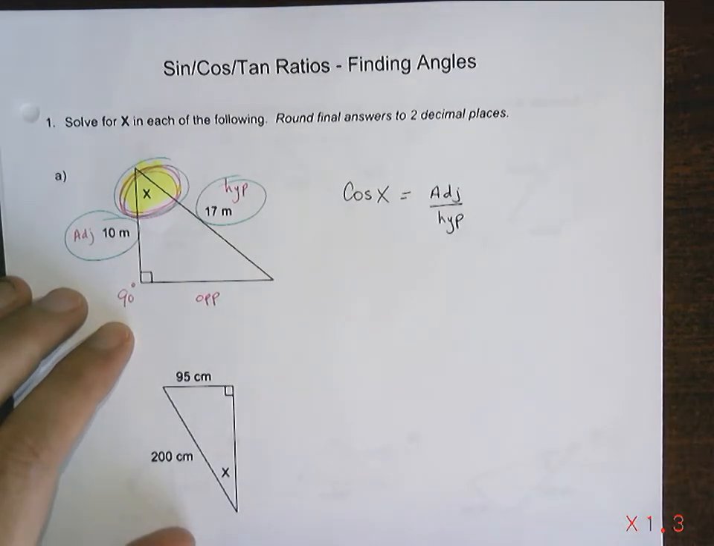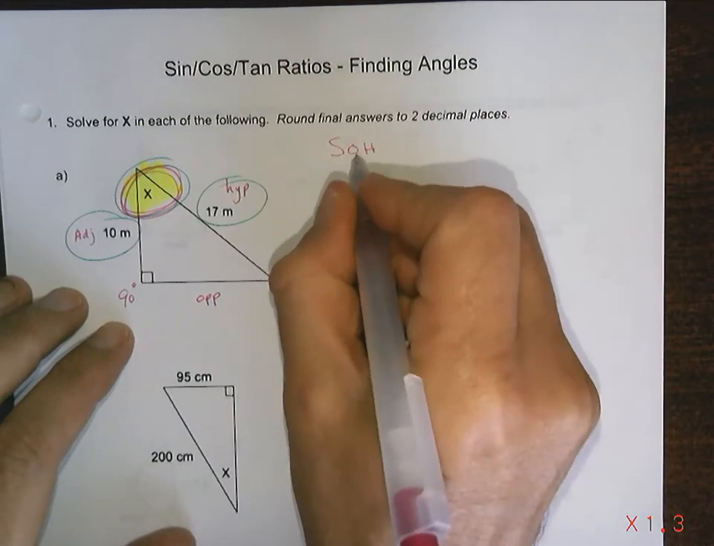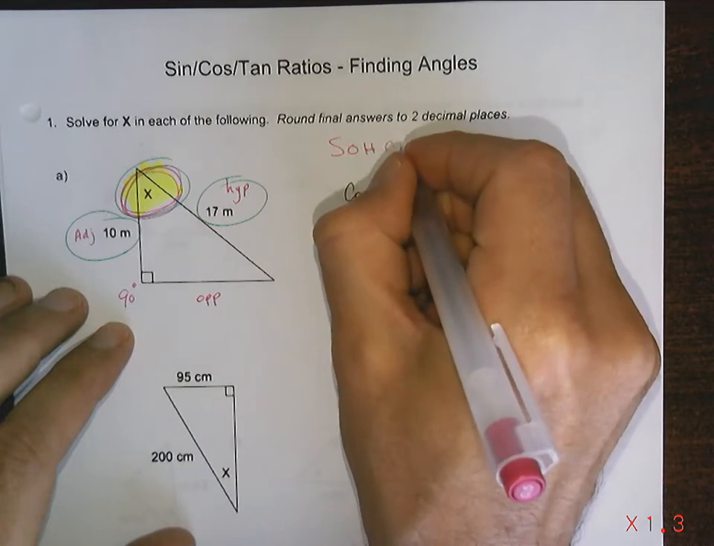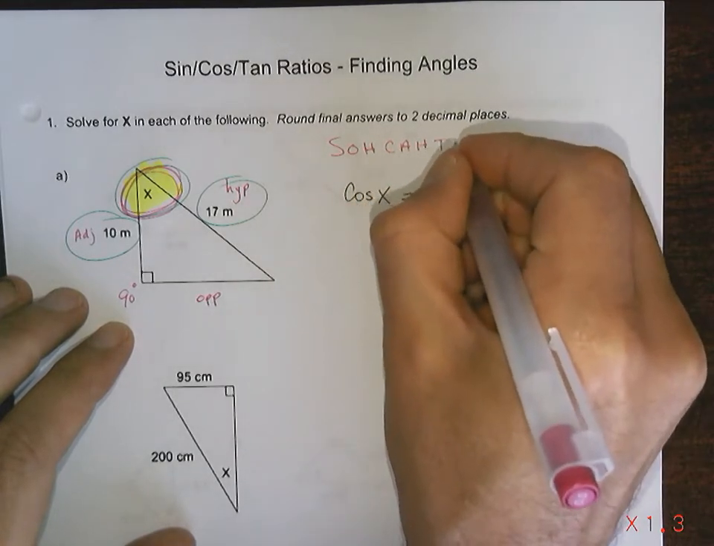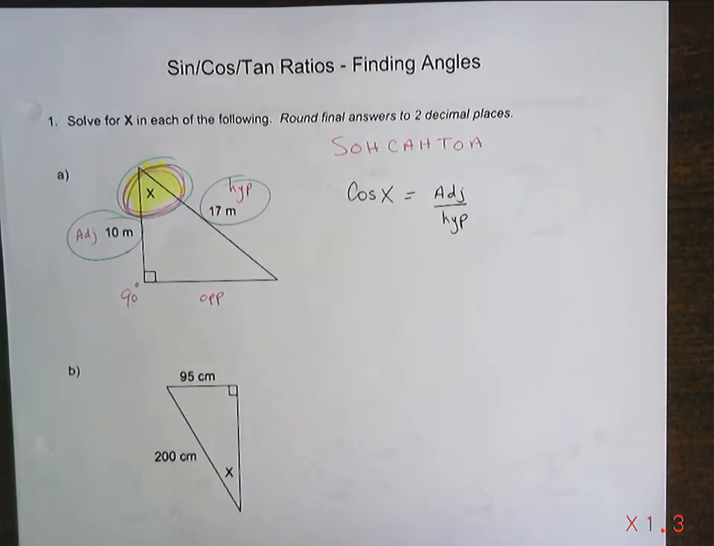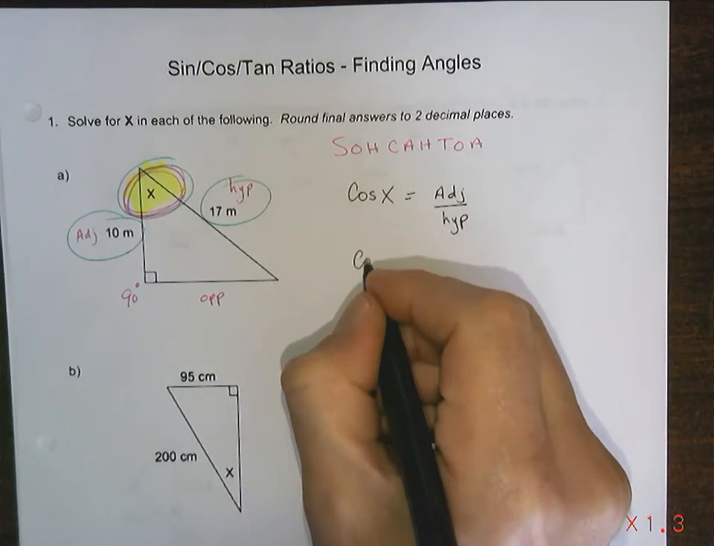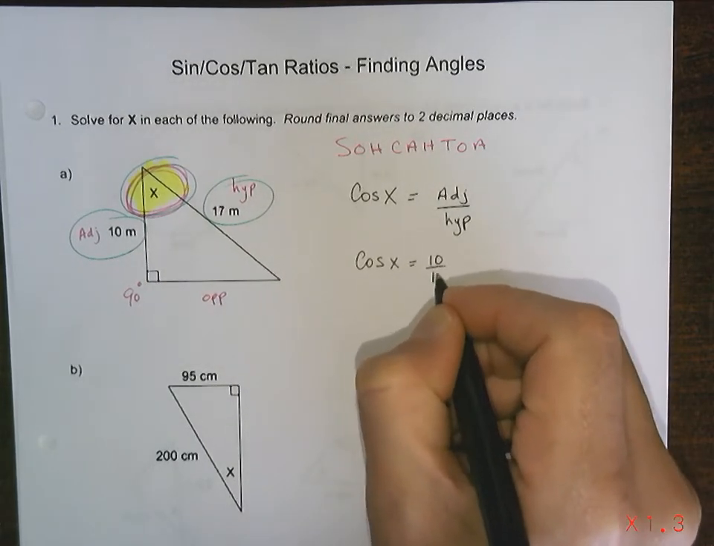Now, if that takes writing out, so sine is opposite over hypotenuse, cosine is adjacent over hypotenuse, TOA at the top of every page in every question, then that's fine. But we need to know this. So let's put in our numbers. So cos of x equals 10 over 17.